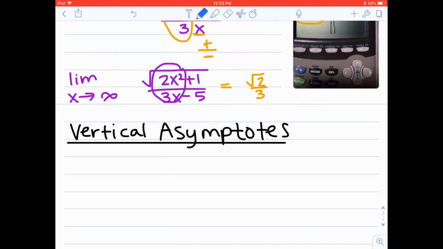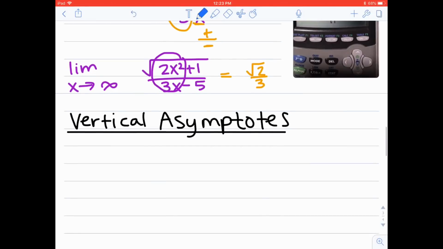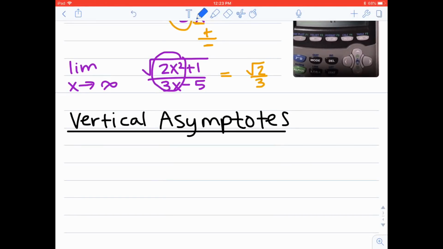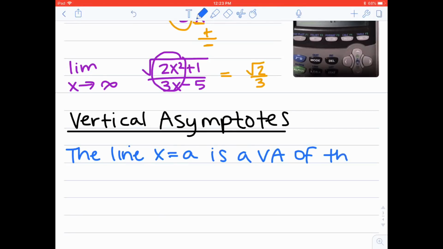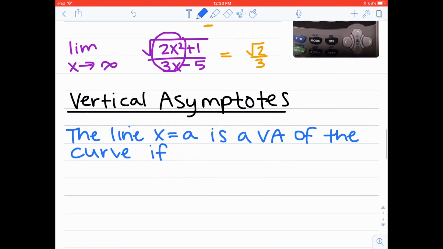And we're going to put a definition in here about vertical asymptotes. So the definition says the line x equals a is a vertical asymptote of the curve if, and then three things can happen.